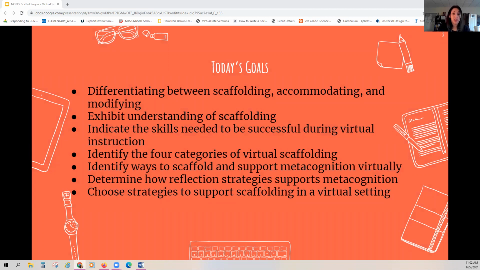By the end of this presentation, you should be able to differentiate between scaffolding, accommodating, and modifying. You will be able to exhibit the understanding of scaffolding as well as indicate the skills needed to be successful during virtual instruction. You'll identify the 4 categories of virtual scaffolding and identify ways to scaffold and support metacognition virtually. You'll be able to determine how reflection strategies support metacognition. And lastly, you will choose strategies to support scaffolding in your own virtual setting.